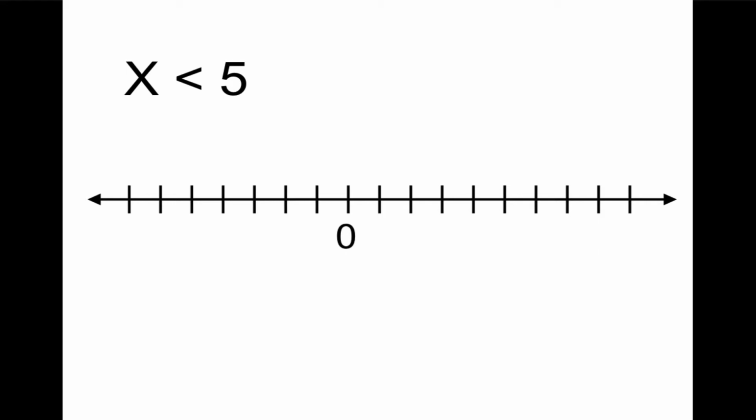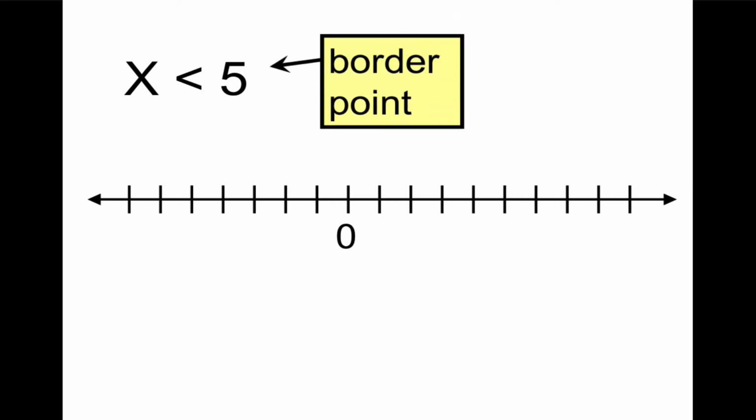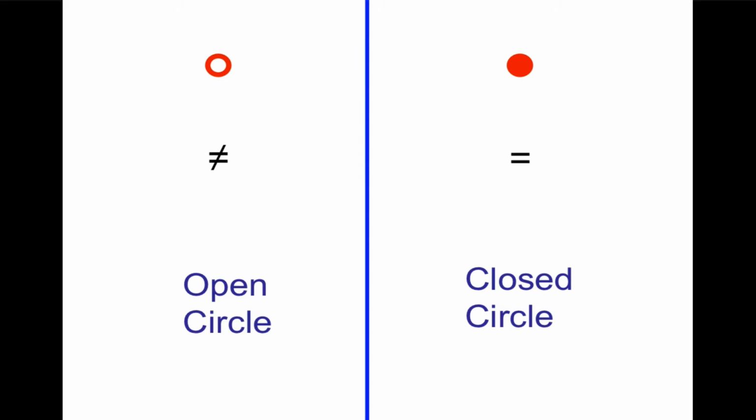First of all, we want to draw a number line. We don't need to label every point. 5 is what we call the border point. It's the border between what's on our graph and what's not on our graph. The border point always gets circled, but sometimes that circle is open and sometimes that circle is closed. There's a rule that you can use to decide. When the number equals, then you have a closed circle. And when the number does not equal, then you have an open circle.